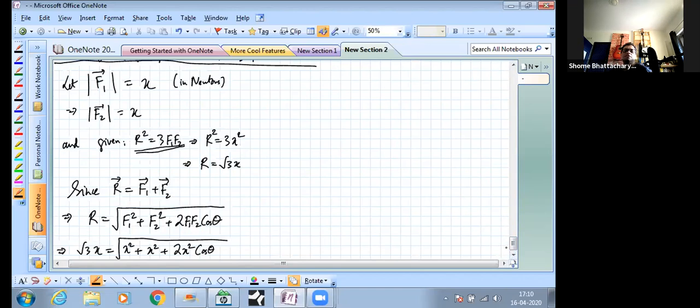I'm just substituting the information that was given in the question in the first place, that F1's magnitude was x, F2's magnitude was x. So accordingly, this is what is happening to the resultant. It's root 3 x. So making use of that, yes, very good, Dhruvi. You got the answer correct. Good.